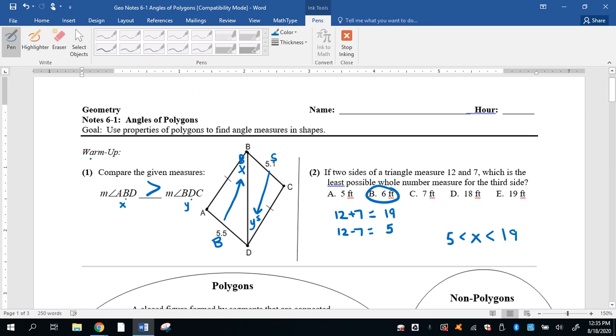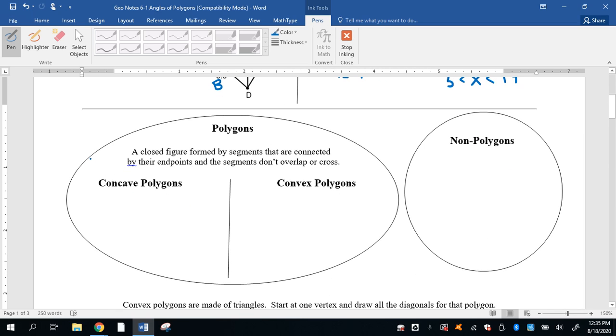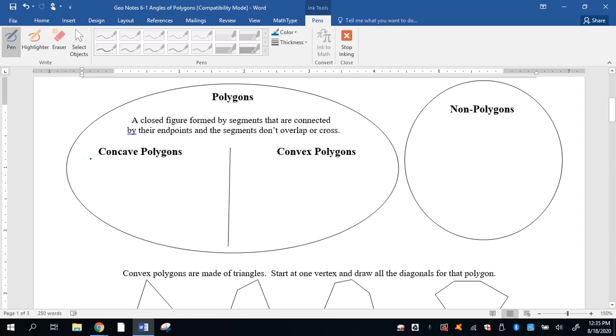Let's go ahead and talk about polygons. So what is a polygon? A polygon is a closed figure formed by segments. First of all, it's a closed figure, so you can't have it be open. And they're segments, so you can't have something like a circle or anything with curved sides, connected by their endpoints. You can't have something that is not connected by an endpoint, and the segments don't overlap or cross. So those would all be non-polygons.